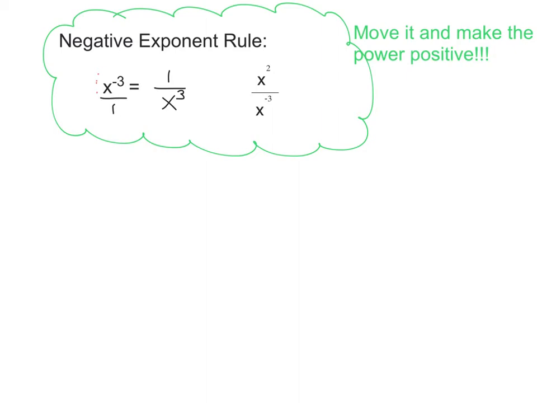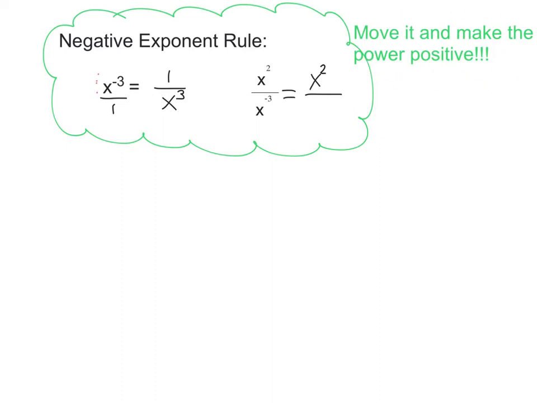All right, so let's look at this other one right here. Again, I'm going to leave my fraction bar. I have x to the 2nd power already. Now, that doesn't have a negative exponent. See this? This 2 is positive. So that's going to stay exactly where it started. But in the denominator, we have x to the negative 3. Okay? So it has a negative exponent. So we need to move it and make the power positive.